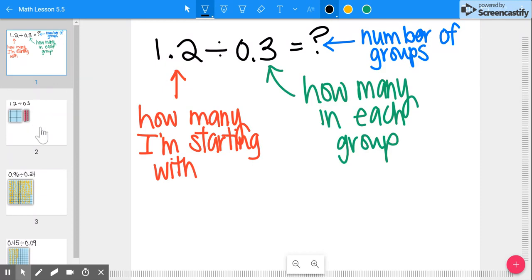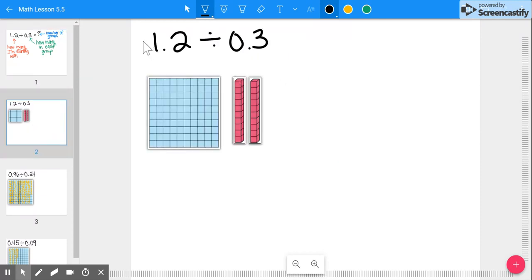So 1 2/10 in decimal world is represented, the 1 is represented by 1 flat, and my 2/10 are represented by 2 longs. So what this is telling me is that I have 1 2/10, and I need to split it up so that I have 3/10 in each group. So I'm going to use this base 10, and I'm going to use pictures along with this. So I need to have 3/10 in a group. 3/10 in a group is telling me that I need to have 3 longs in each group.